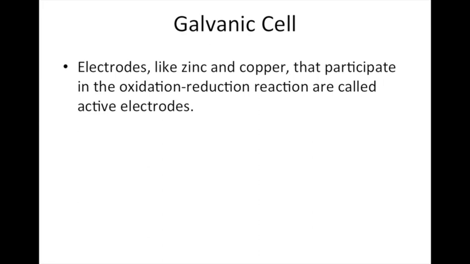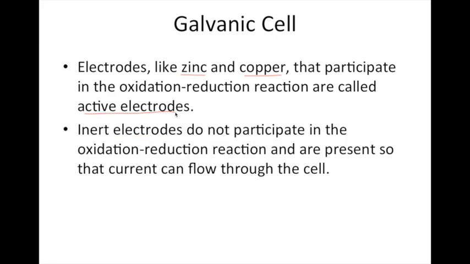Another note, the electrodes like zinc and copper. Here, in our galvanic cell, we used metallic zinc, or solid zinc, and solid copper as our electrodes, and they participated in the redox reaction. We call electrodes that participate in the redox reactions active electrodes. There are also electrodes that are inert, which do not participate in the oxidation-reduction reaction.